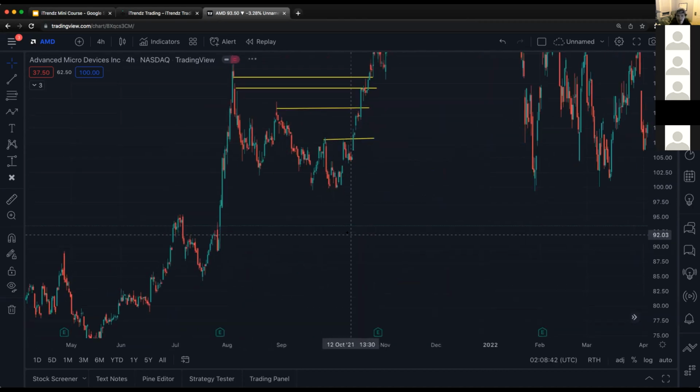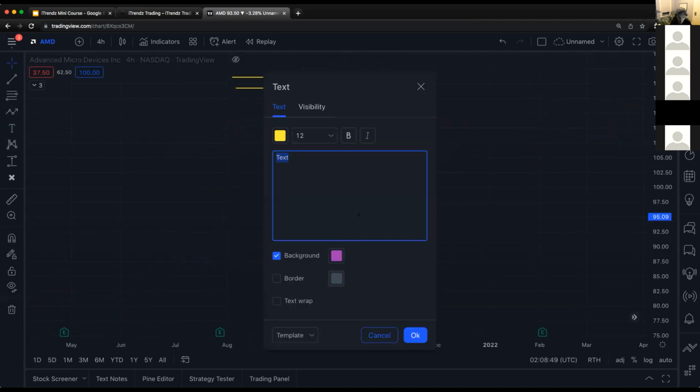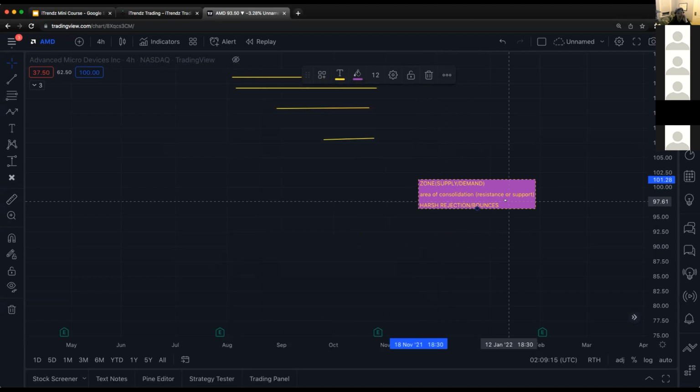So let's see what we need for a supply zone. All right, let's get rid of this. There we go. We need some things that quantify a zone, where supply or demand is. So we're looking for an area of consolidation. It can be resistance or support, right? The easiest way to identify this is harsh rejections or bounces, right? So these are a couple of criteria that you can look for when you're looking for your zones.